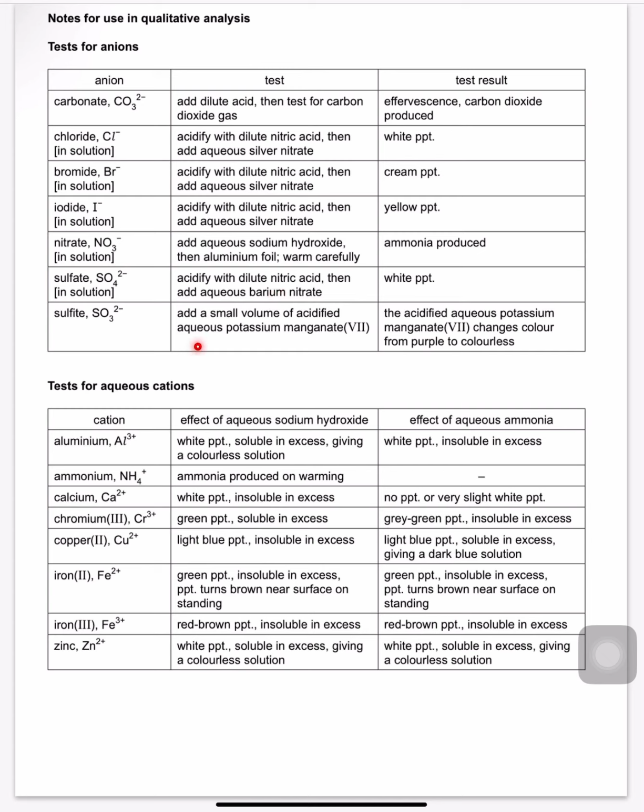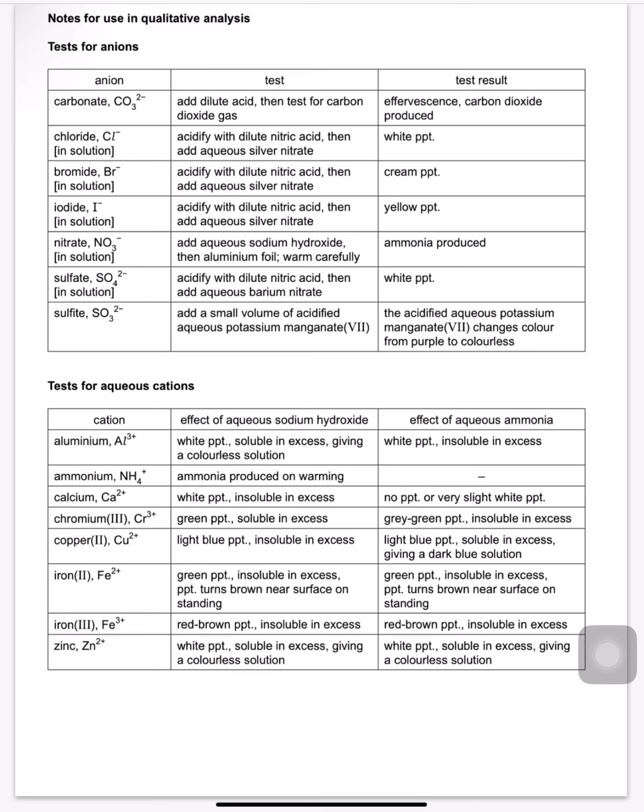For sulfite, basically a small volume of acidified potassium manganate is used. Make sure that you are able to differentiate between sulfate and sulfite. As a result, the acidified potassium manganate changes color from purple to colorless. Make sure that you keep all this information in your mind properly.